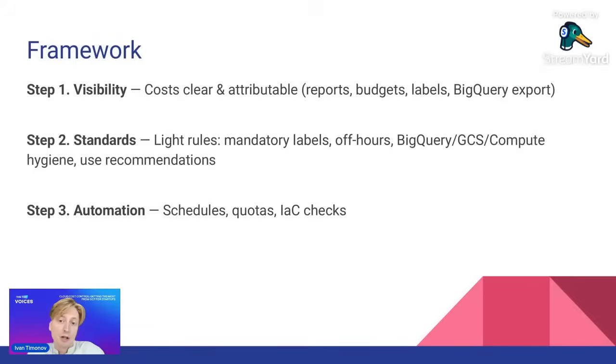And step 3, automation. Lock the process in so it doesn't rely on people's discipline. Create schedules for resources, regular checks, and simple quotas. And if the team uses Terraform, create basic policy checks at plan stage, e.g. labels required or public IPs used only when they're needed.